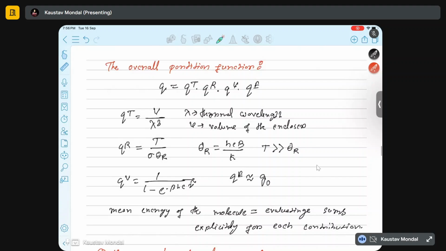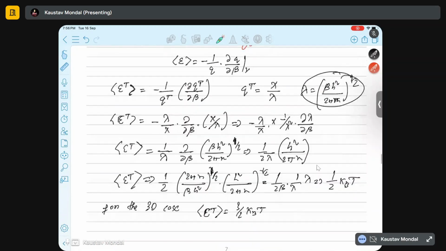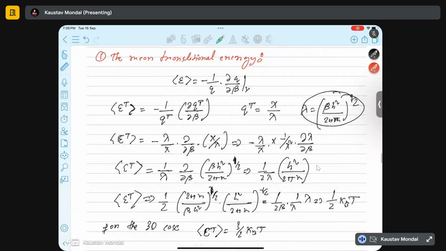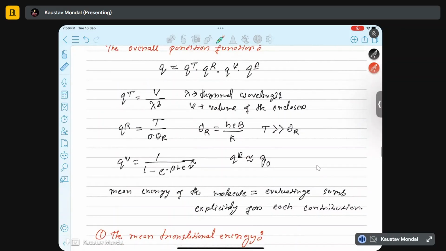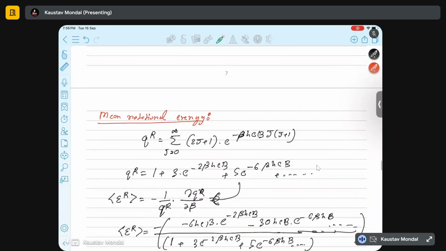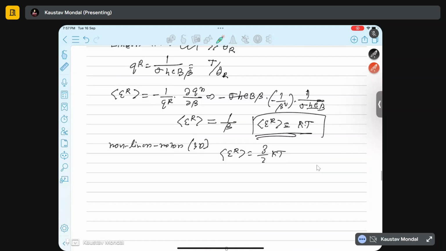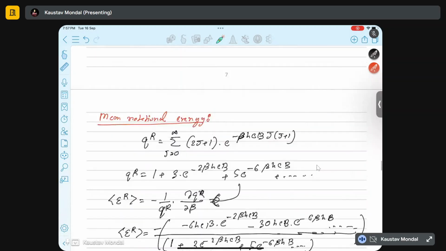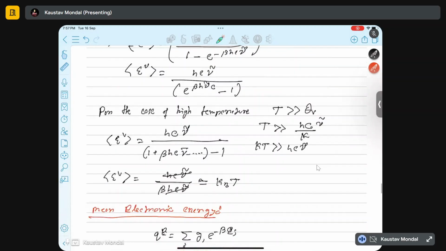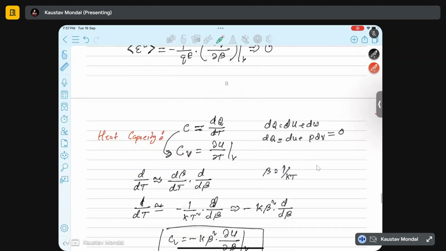Now, after getting all the partition functions, you get the total partition function, Q, and we got the whole expression of Q. Now we got the mean energy, the total mean energy. Total mean energy means you have to consider the translational, rotational, vibrational, and electronic mean energies. We have calculated all of the cases, what the expression is at high temperature and low temperature.